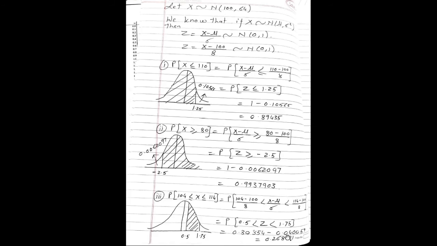See the solution. Let x follow normal distribution with 164. We know that if x follows normal with mu, sigma square, then z is equal to (x minus mu) upon sigma follows normal 0, 1. So z is equal to (x minus 100) upon 8 will follow normal 0, 1. In the first part we want probability x less than or equal to 110, which can be written as probability (x minus mu) upon sigma less than or equal to (110 minus 100) upon 8.